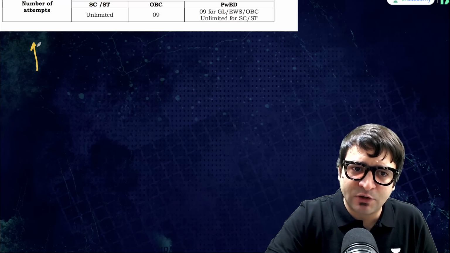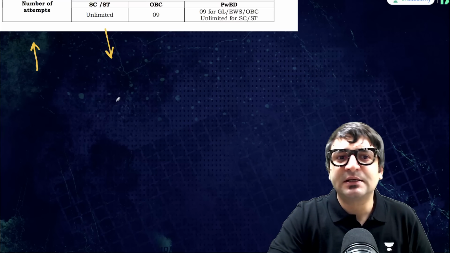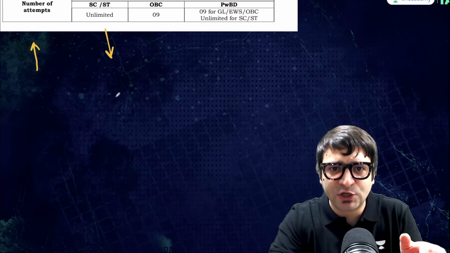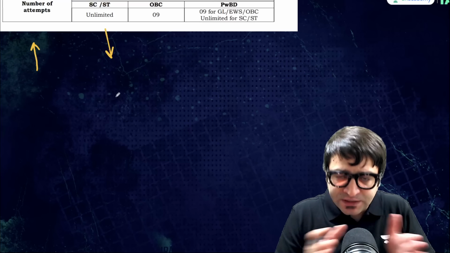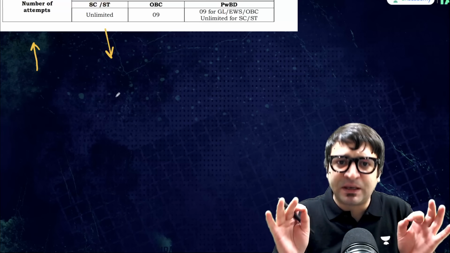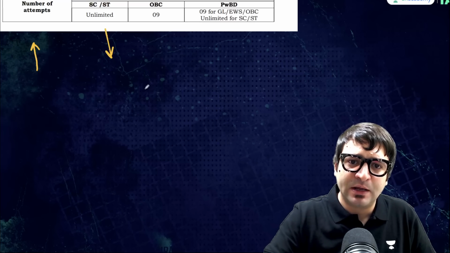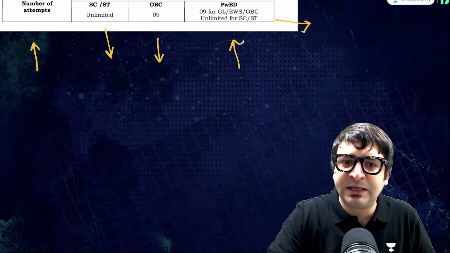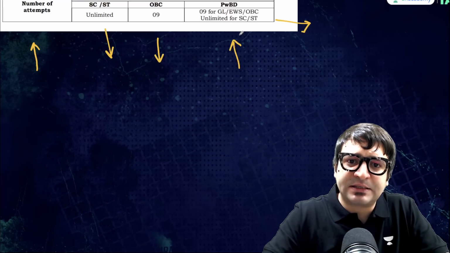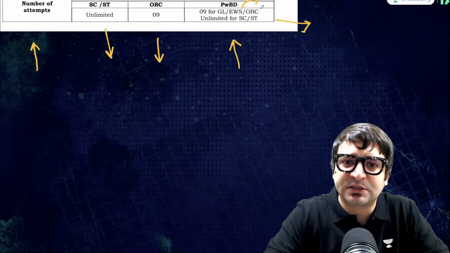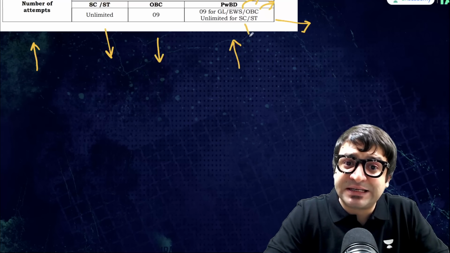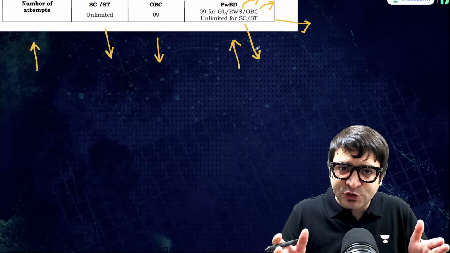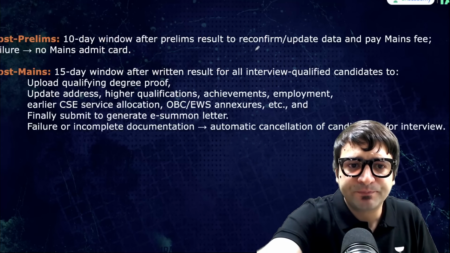Similarly, when it comes to number of attempts, for SCs and STs, there is an unlimited number of attempts that you can use to crack this examination, provided you are within the age limit. So within the age limit, you can apply n number of times for this examination. But for OBCs, it is 9. For physically disabled, it is 9. For general category, for economically weaker sections of the society, OBC, but it is unlimited for SC and ST community. But within the age limit, unlimited number of times.